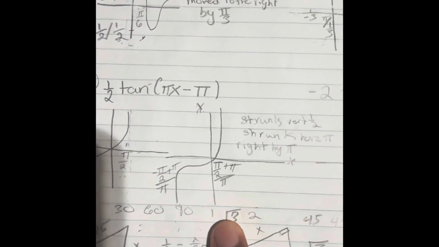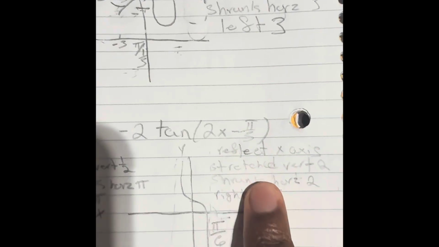Here's that. And for B, we have this -2 tangent of 2x minus pi over 3. We reflected over the x-axis, stretched vertically by 2, shrunk horizontally by 2, and then went right by pi over 3. And that's what I ended up with. And that is problem number 2.